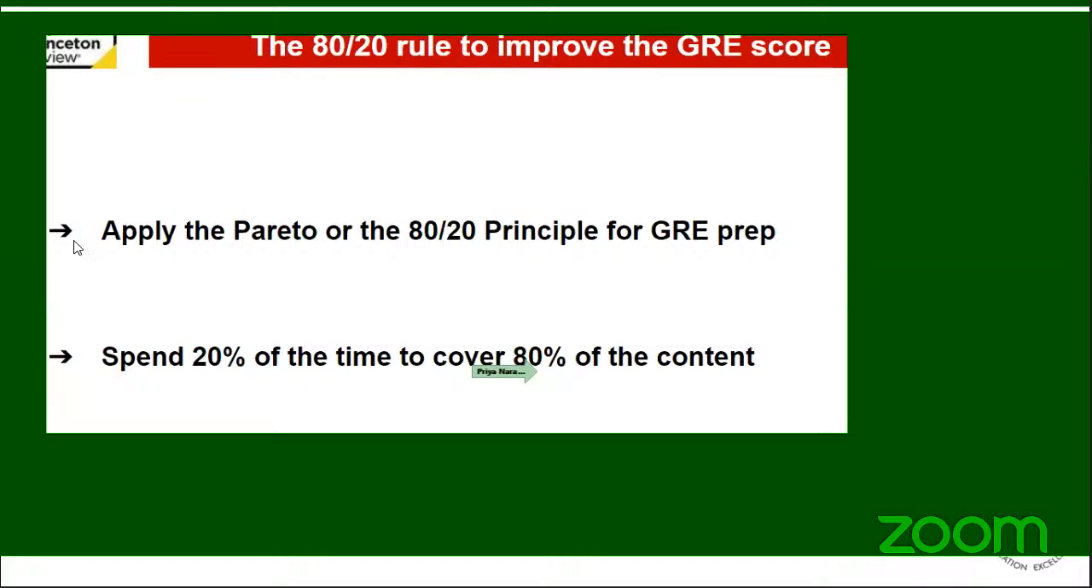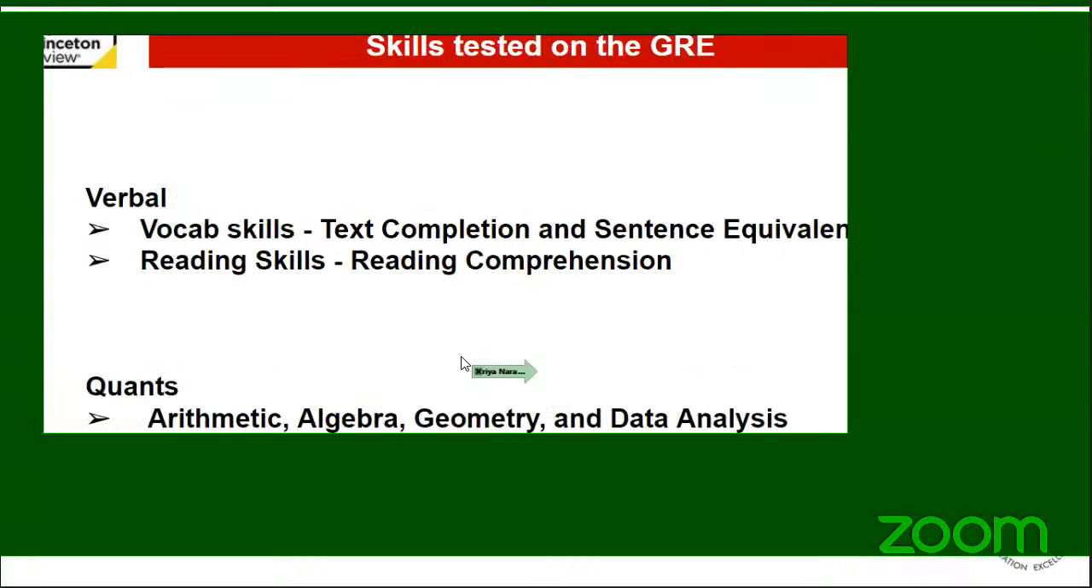So what are the skills that get tested on the GRE? On the verbal, you have the vocabulary skills that get tested and also the reading skills. So vocabulary is something which is always a concern. Am I right? You might have heard horror stories from your seniors or friends about the amount of vocabulary you have to read.